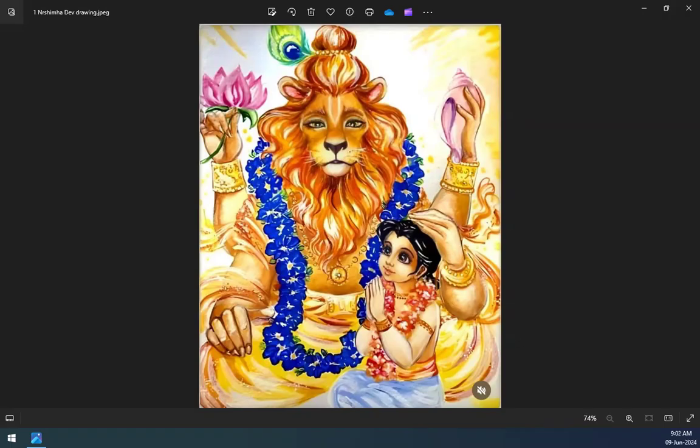Okay, so verse number 22 is creation of demigods. Mother Chandra Aunty, 22 translation.